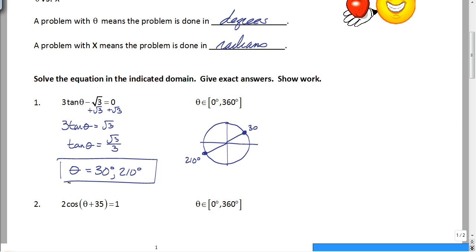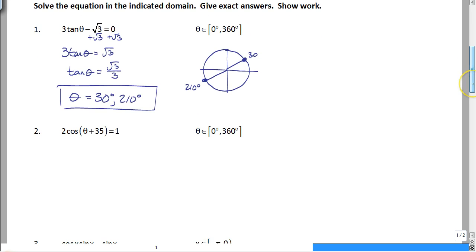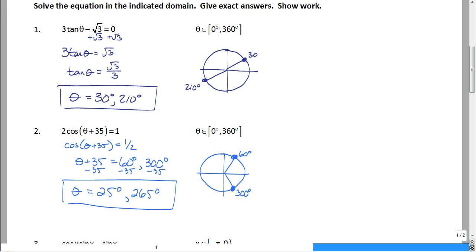So I suggest you take the next example, which is very similar. Pause the video and try number 2 on your own. Go. And if you did this correctly, you should end up with 25 degrees and 265 degrees. So the first thing you had to do is divide both sides by the 2, and that'll give you the cosine of theta plus 35 is equal to 1/2.